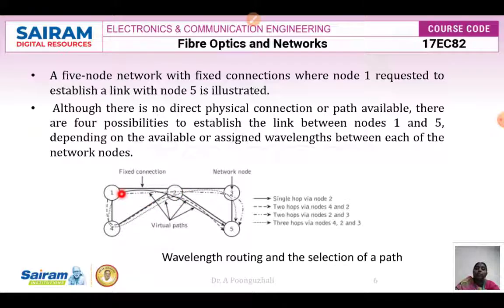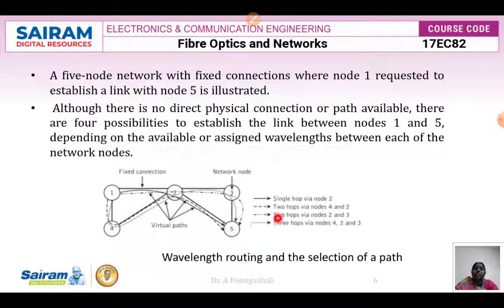That is from node 1 to node 2 to node 3 to node 5. So here I am going to use 2 hops via node 2 and 3. Otherwise I can go from node 1 to node 4 to node 2, 3, then 5. That means I am going to use 3 intermediate nodes, that is 3 hops. So your algorithm will choose the shortest path that is required to establish a connection between node 1 and 5.